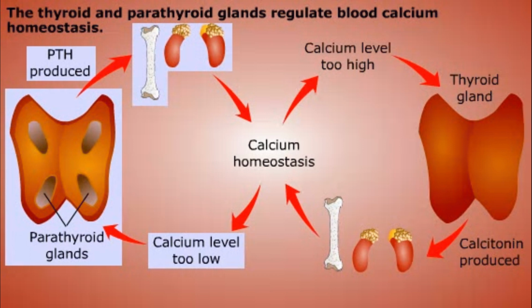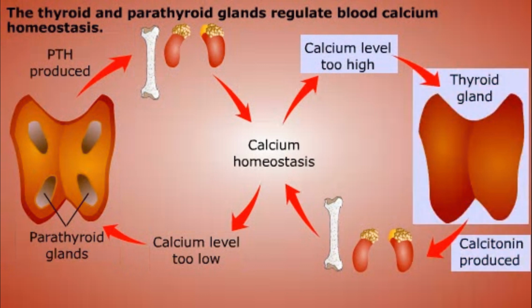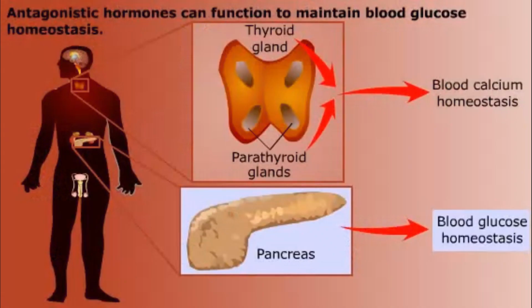kidneys. When the blood calcium level is too high, the thyroid gland secretes the hormone calcitonin. This lowers the blood calcium level by stimulating calcium to be deposited in bones and by reducing calcium uptake in the kidneys. The regulation of blood calcium levels shows how two hormones work antagonistically to maintain homeostasis.